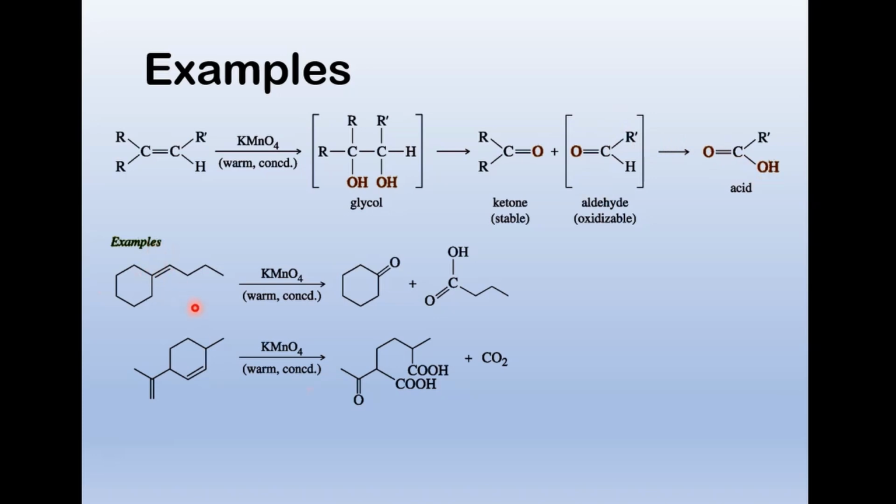So notice here's a double bond. When I try and figure out what my products are going to be, I look at this and say, if I chop that off and put an oxygen there, I'm going to have that ketone. And then I look here and see that I have a hydrogen, and I say, okay, I'm still going to chop this off and put an oxygen here, but then I'm going to have an OH here and get that carboxylic acid.